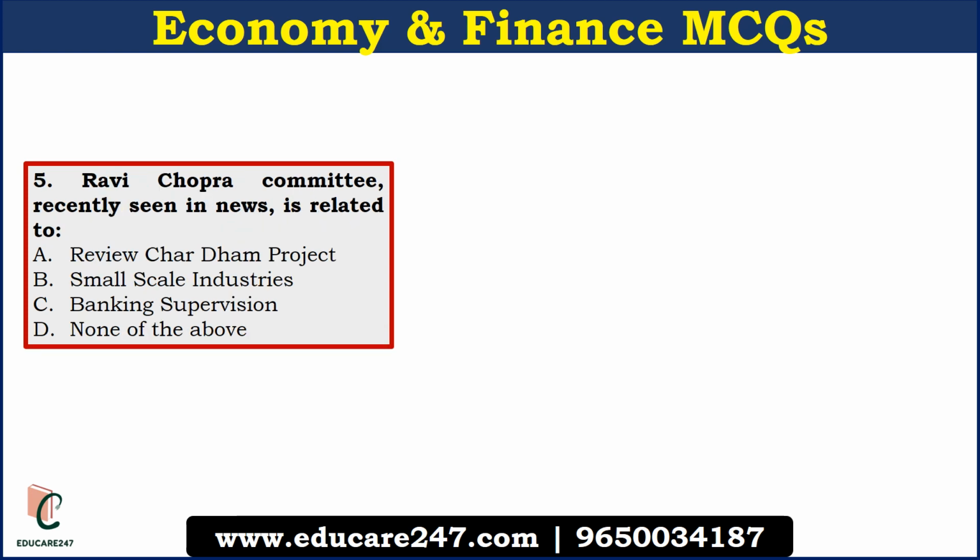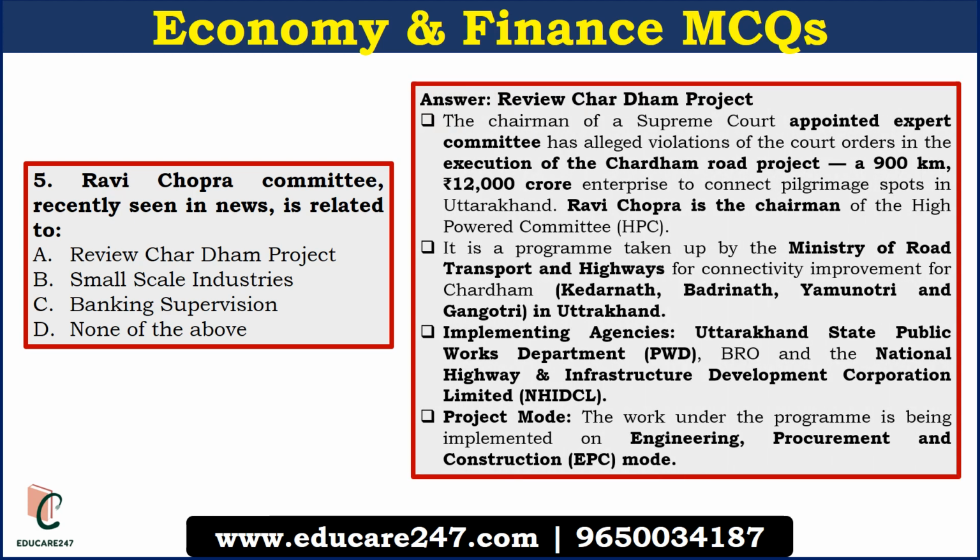The next question is, Ravi Chopra committee recently seen in news is related to. The answer is review of Char Dham project. Recently, the chairman of a Supreme Court appointed expert committee has alleged violation of court orders in the execution of the Char Dham road project. Ravi Chopra is the chairman of this high-powered committee. Under the Char Dham road project, a total 900-kilometer road will be constructed, and the total expenditure for this project is 12,000 crore.